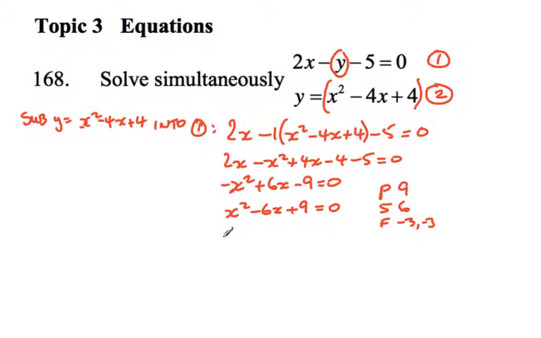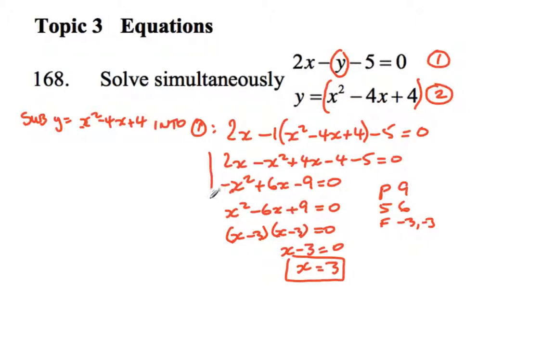So we end up with x minus 3 and x minus 3 equaling 0. So basically x minus 3 must equal 0, x equals 3. Okay, so then we found our first value, x equals 3.